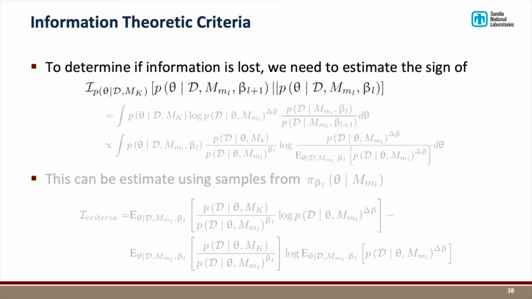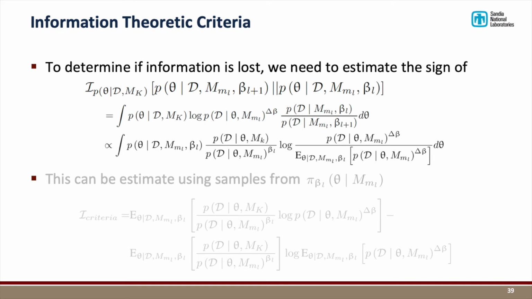Now we can dive into the information theoretic criteria that we use for evaluating whether our annealing step loses or gains information about the ultimate posterior that we're trying to sample. So we need to measure the information gain or loss from the current level of annealing to the next level of annealing, conditioned on using the same model fidelity, in the view of the posterior. However, we just need to estimate the sign of this information measure because we don't need to know what the actual amount of information is, just whether information is gained or lost, which is either because it's positive or negative.